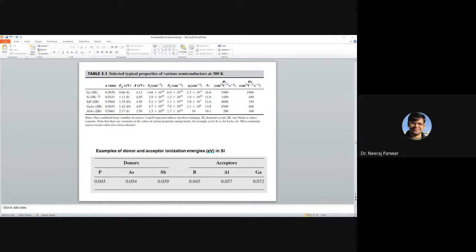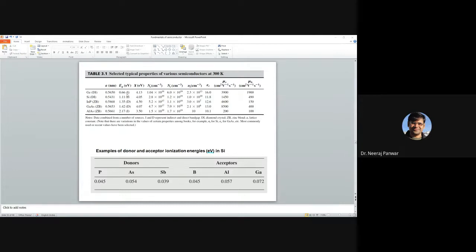The band gap for germanium, you know, is around 0.7 electron volt. For silicon, it is 1.1 electron volt, and for indium phosphide, it is 1.35 electron volt. For gallium arsenide, it is 1.42 electron volt. For aluminum arsenide, it is 2.17 electron volt.